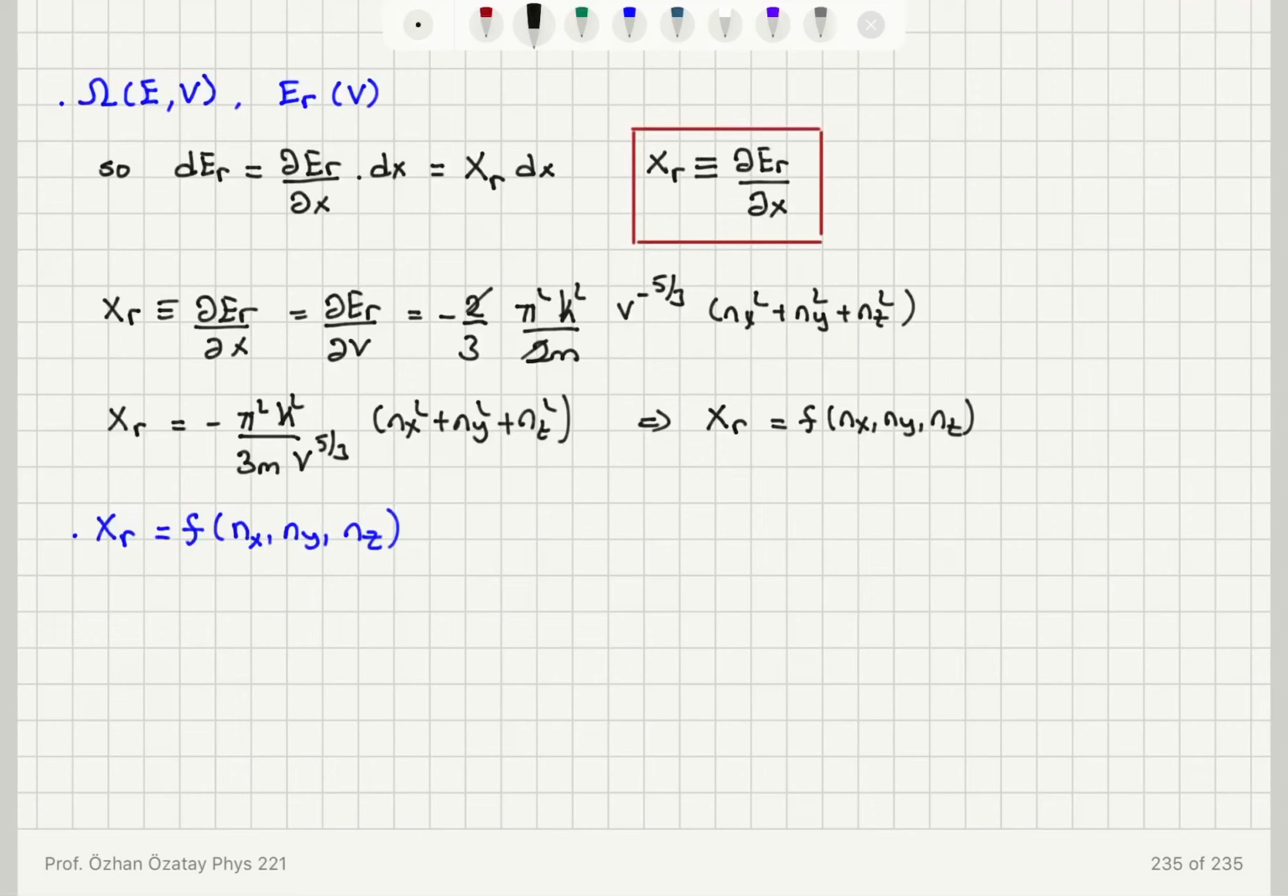I have calculated capital X sub r for my three-dimensional quantum gas, and I find that it depends on the state that we're talking about. So nx, ny, and nz values will determine how much the change in the energy level will be for the change in the external parameter. So X sub r is also a function of the state that we are talking about. And you can see that X sub r is also a function of the external parameter x here, because of this V to the 5/3 dependence that we can explicitly see in this expression.